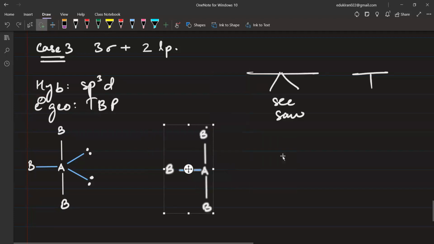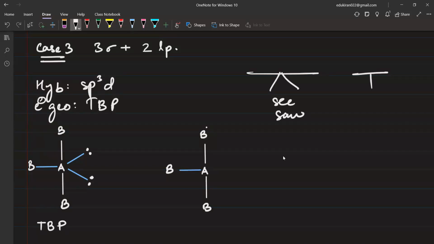Got it? Yes or no? Please tell me. Yes, sir. So the electronic geometry is what? Trigonal bipyramidal, but the shape is T shape. All of you got this? Yes or no? Yes, sir. Now let's look at an example.